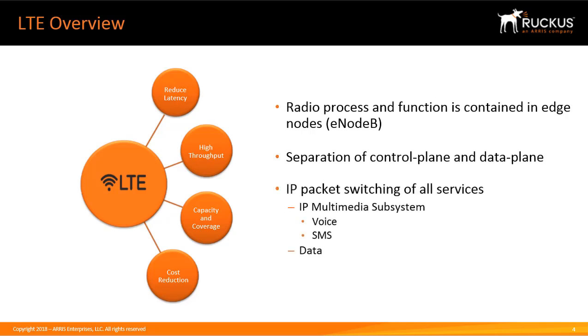Because LTE eliminates the implementation of a circuit-switched infrastructure like its predecessors, all traffic, including voice, is packet-switched with efficient throughput, allowing for transit time to be less than 10 milliseconds and setup times under 100 milliseconds. Because of these efficiencies, increased throughput and capacity is achieved.